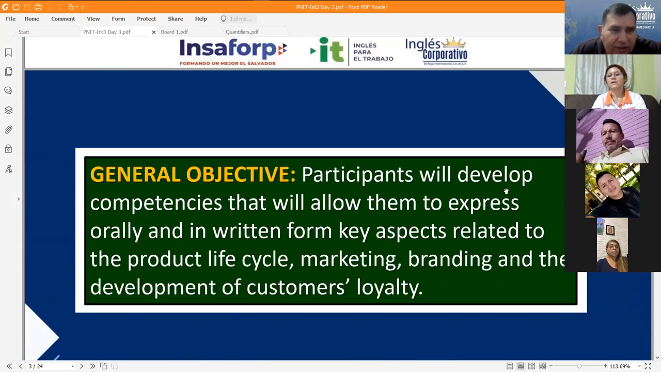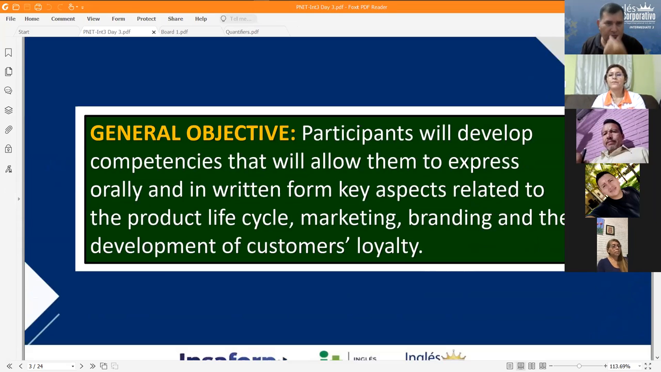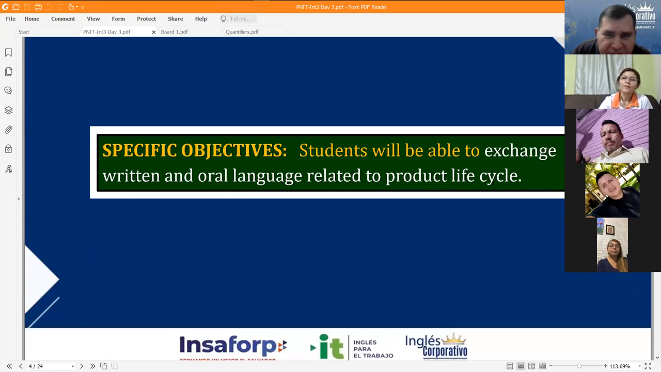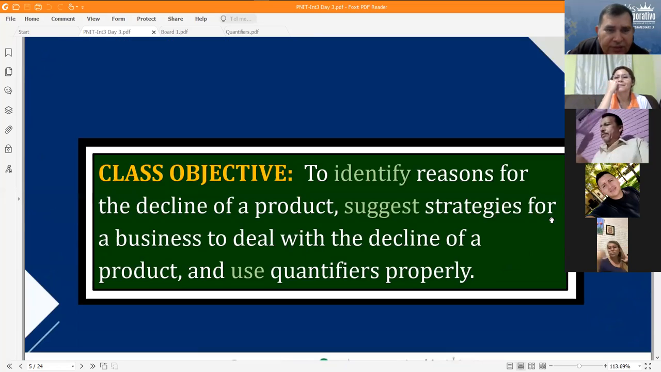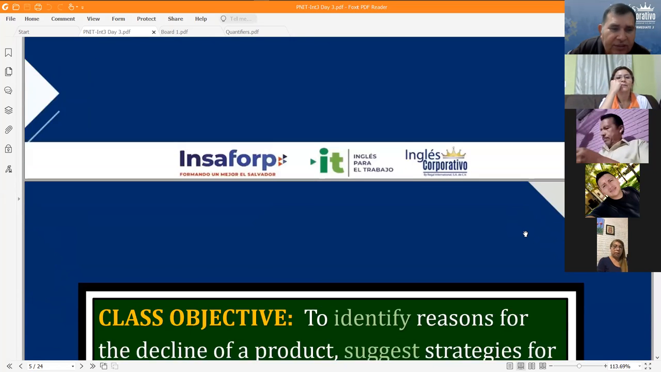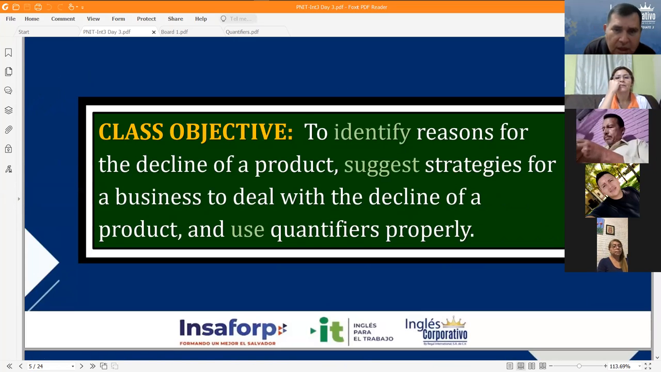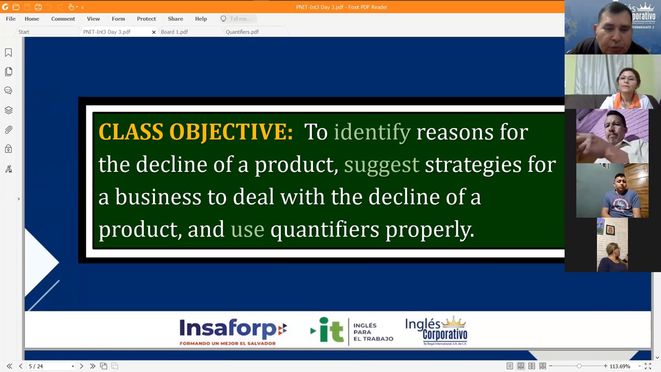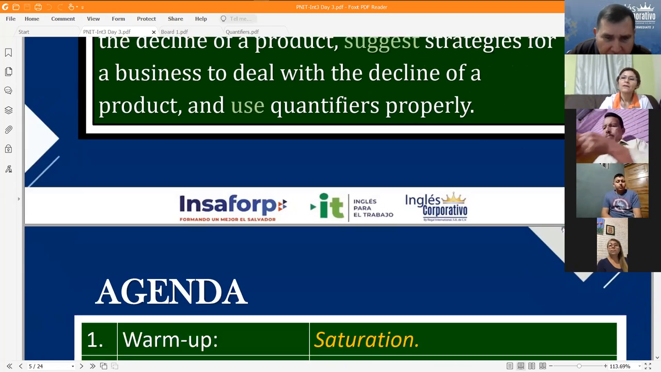This is the general objective. These are the specific objectives of the course, and this is of the unit, and this is of today's class. The purpose is to identify reasons for the decline of a product, suggest strategies for a business to deal with the decline of a product, and to use quantifiers properly. So these are the objectives.